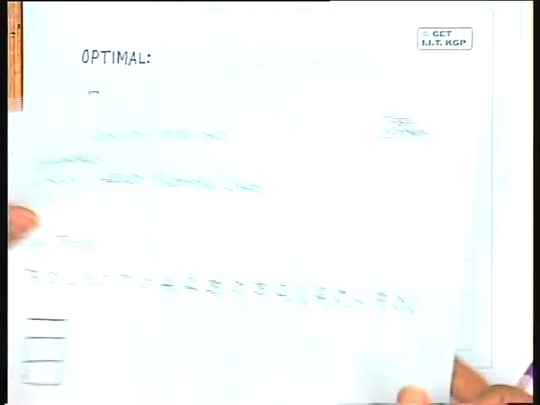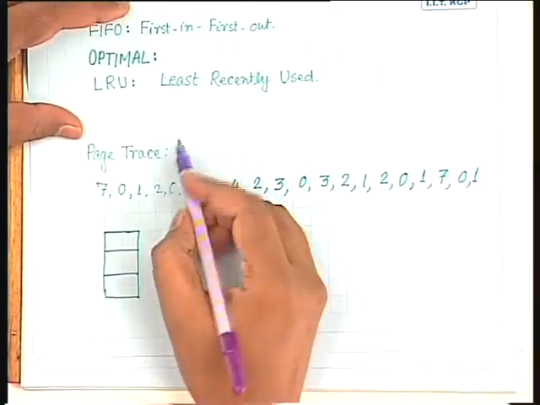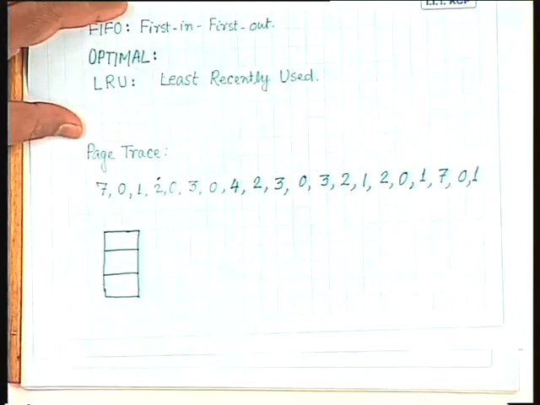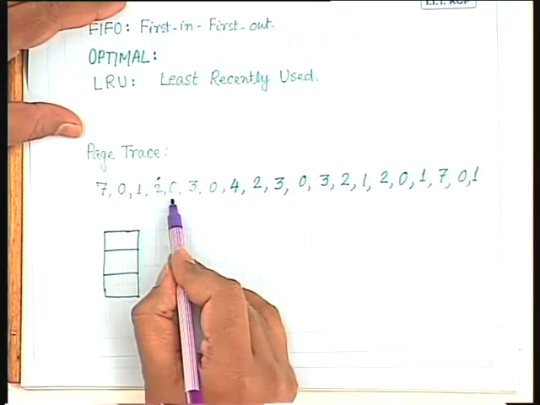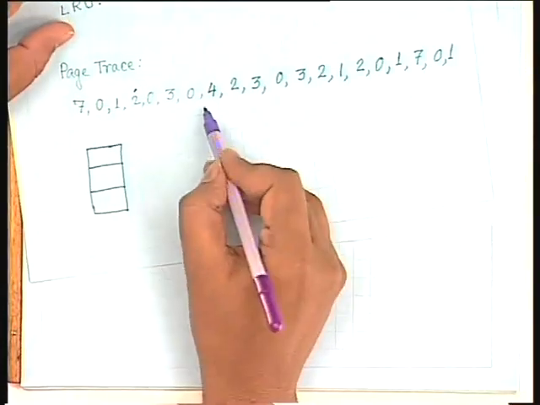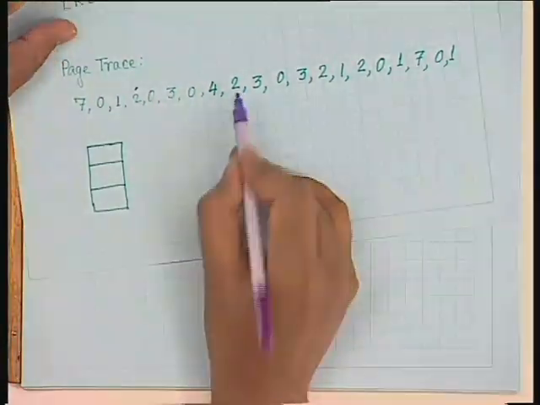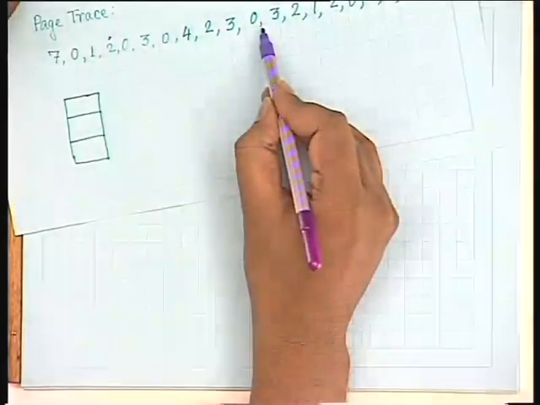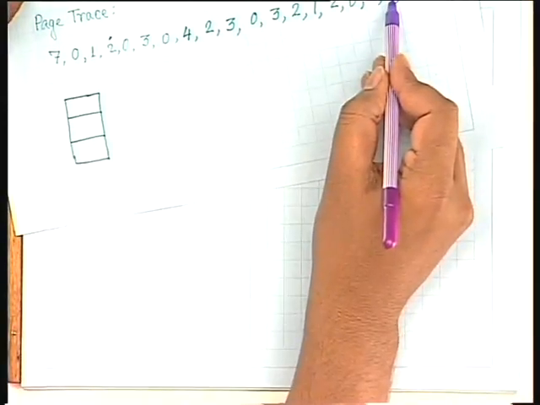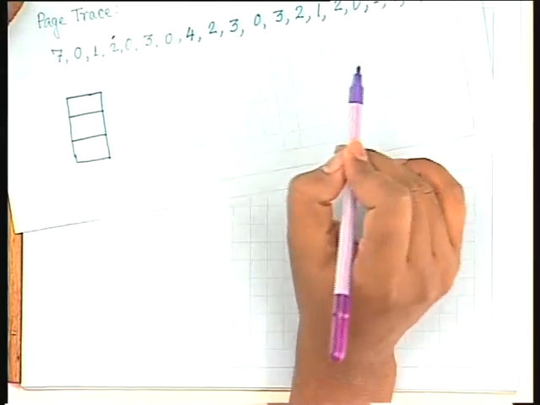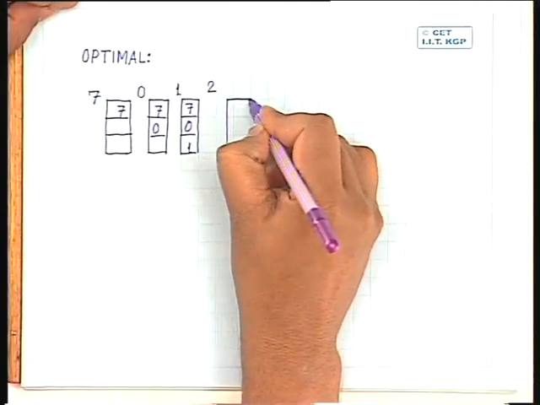Now if you refer to this page trace, right now we are at this point, the page number 2 is being referred. The next page which will be referred is page number 0, then page number 3, then page number 0, then page number 4, then page number 2, 3, 0, 3, 2, 1. The page which will not be referred for the longest period is page number 7. So I replace page number 7, and incidentally in this case it is same as in case of FIFO. So I replace page number 7 by page number 2, and the situation becomes like this.